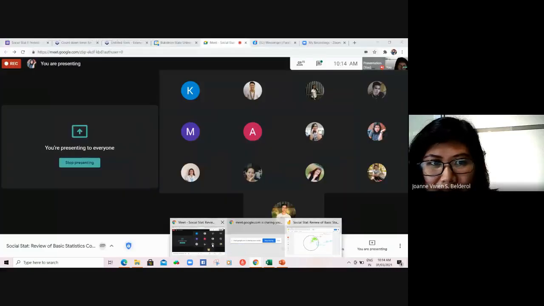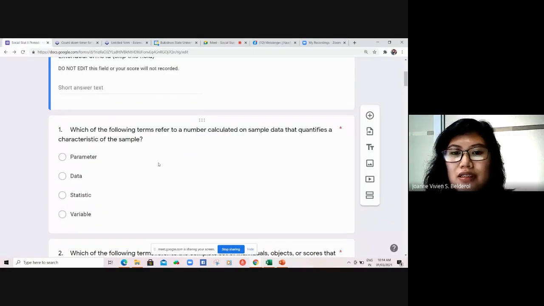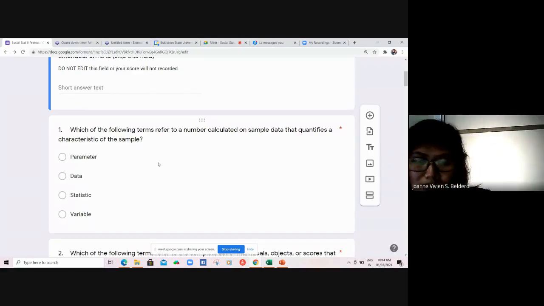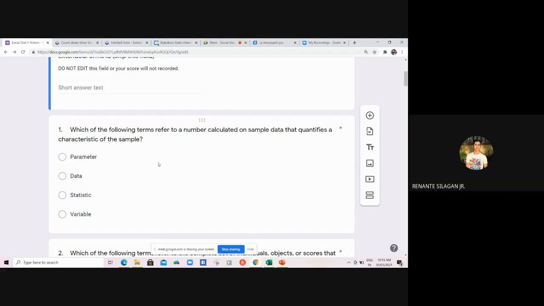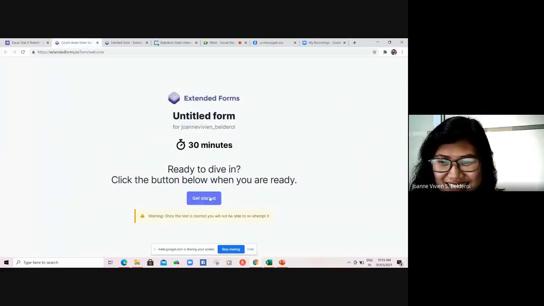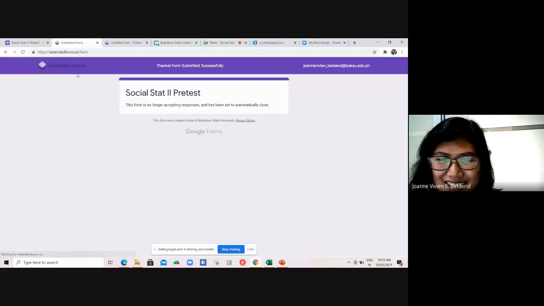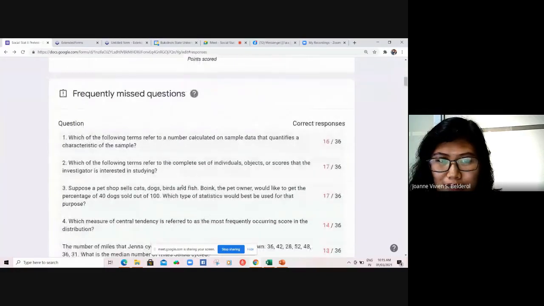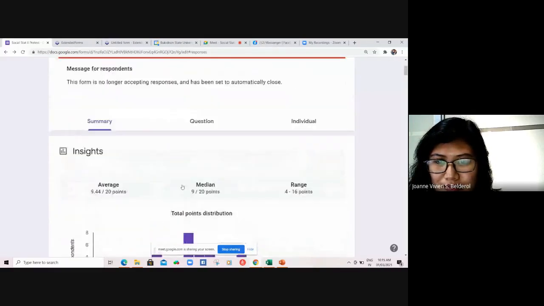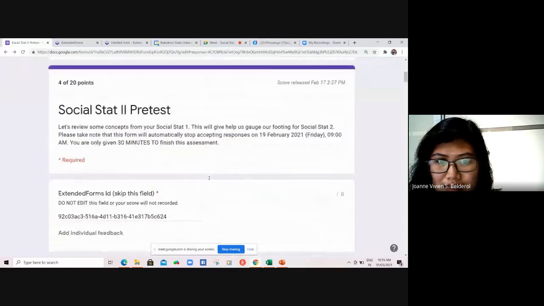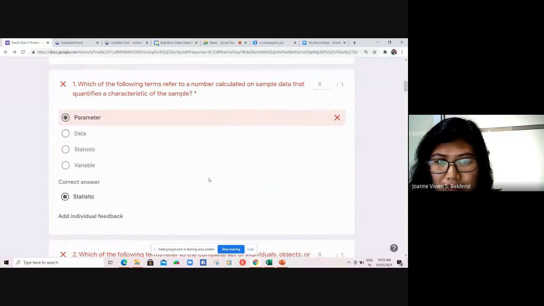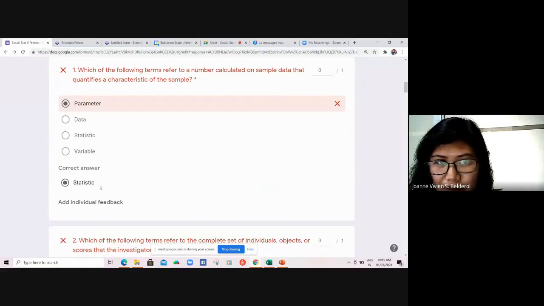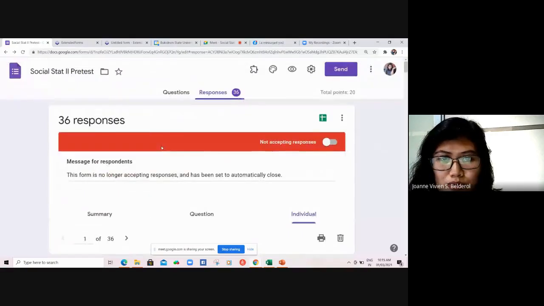So let's go back to the question. Which of the following terms refer to a number calculated on sample data that quantifies a characteristic of the sample? What's the correct answer? Statistic. Are you sure? Statistic, ma'am. Let's go to responses. So the correct answer for number 1 is statistic. Now let's go to question number 2.